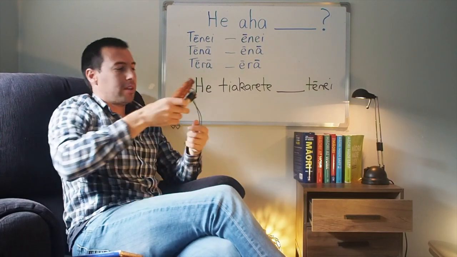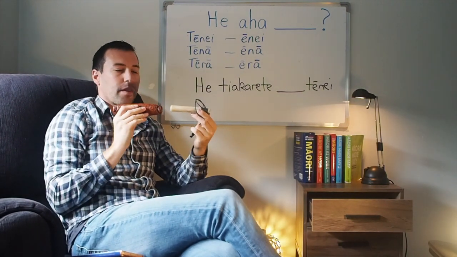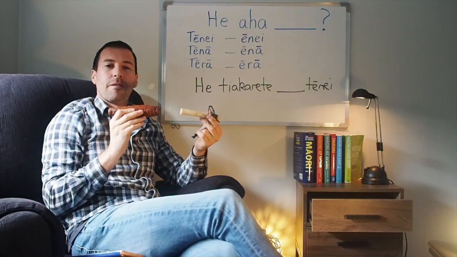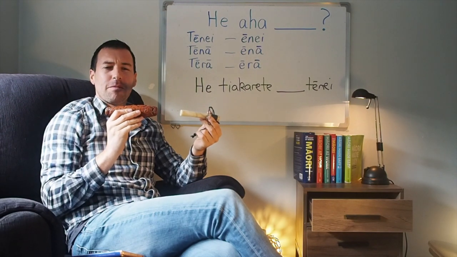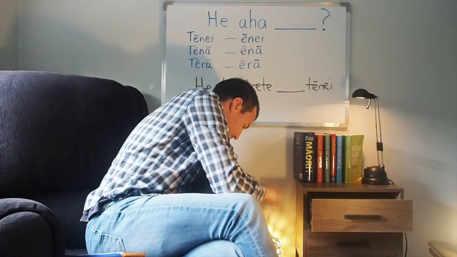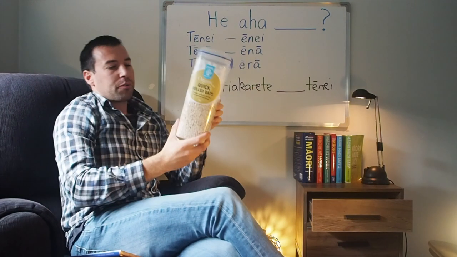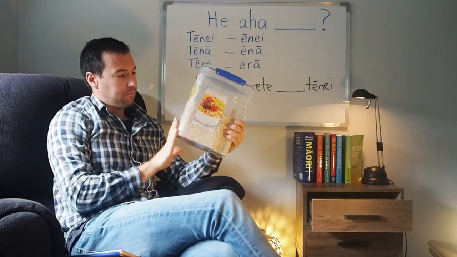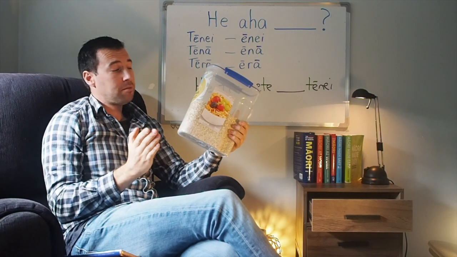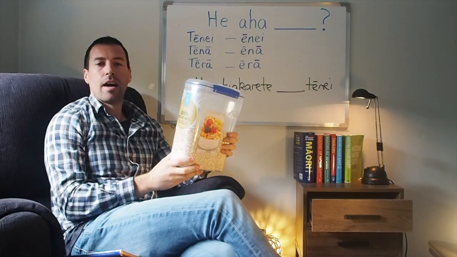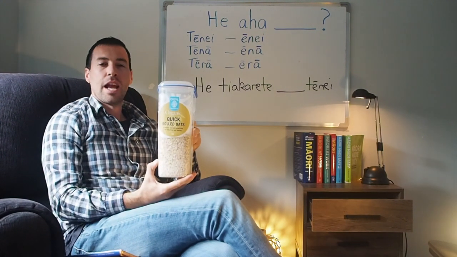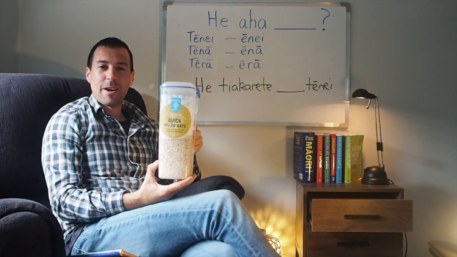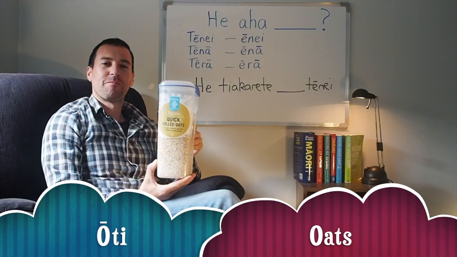If you saw my last video, you'll know what these are. He aha ēnei. Ai, he koauau ēnā. Ka pai. What about a box full of oats? Plural form, in my opinion. So I would ask, he aha ēnei. He oti ēnā. Oti, oats.